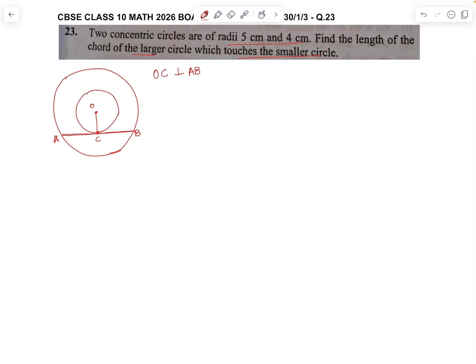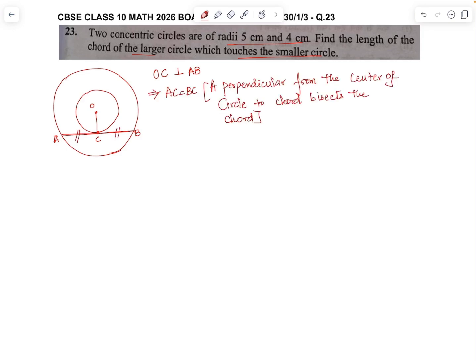A perpendicular from the center to the chord bisects the chord. Therefore, AC becomes equal to BC. OC is the radius of the smaller circle, which is 4 centimeter. Let's join O and B. Now OB becomes the radius of the larger circle, which is 5 centimeter. So let's consider this triangle OCB.